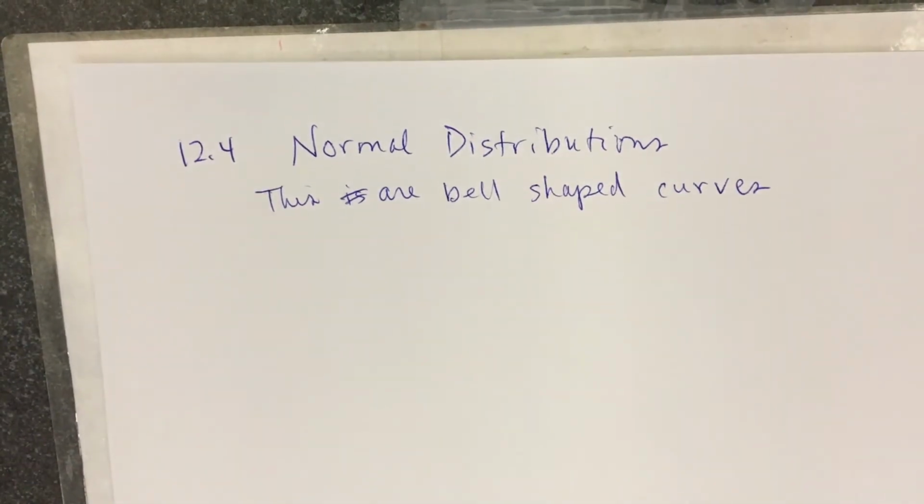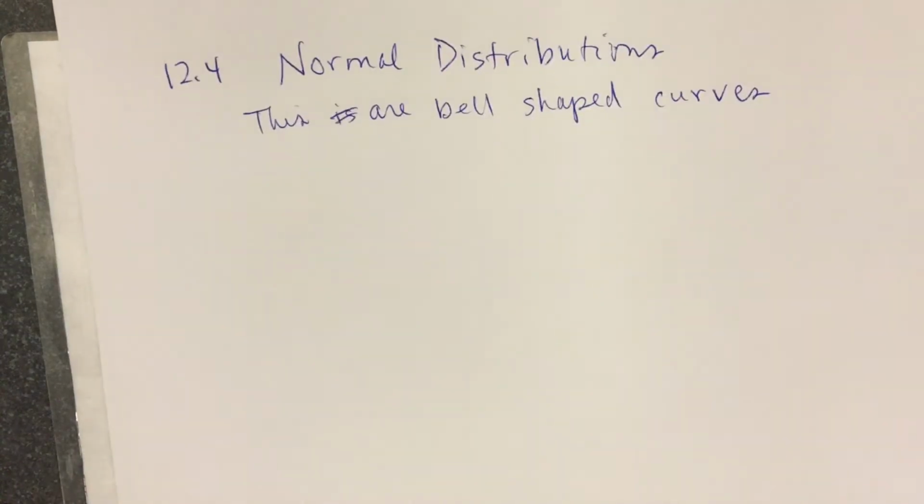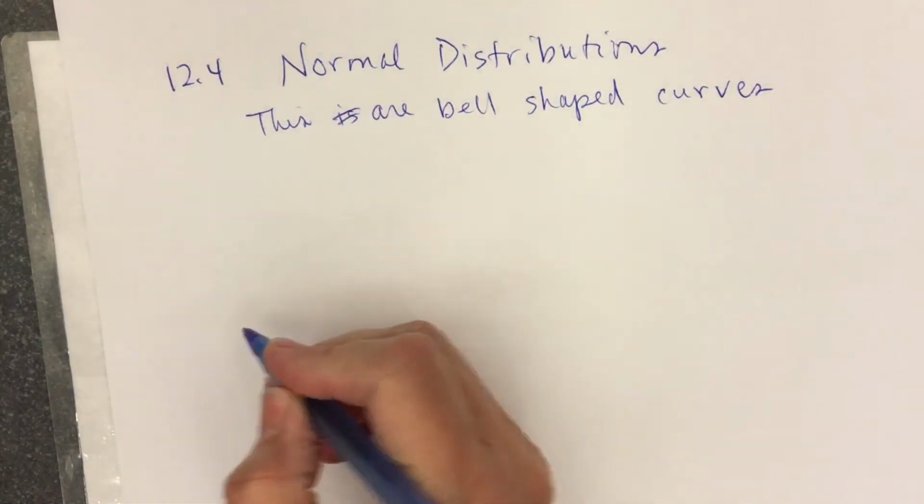A lot of times you'll hear things about data being normally distributed, or you're probably more familiar with it as a bell-shaped curve. I'm going to draw a bell-shaped curve. They're going to look like a bell, but they can be a tall and skinny bell, or a short and wide bell, or anything in between. But it'll still have that bell shape.